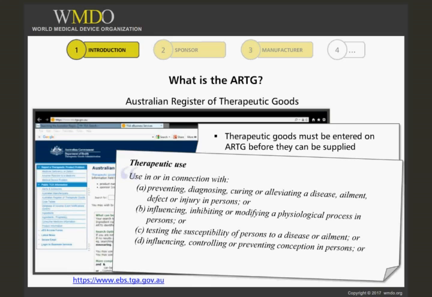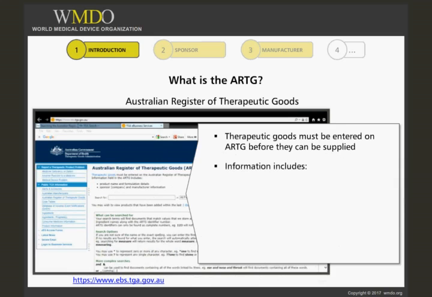d. Influencing, controlling or preventing conception in persons, or e. Testing for pregnancy in persons, or f. The replacement or modification of parts of the anatomy in persons. There are three main categories of therapeutic goods: medicines, medical devices, and biologicals, which are products derived from human cells or human tissues. Each category of therapeutic good has its own regulatory framework. In vitro diagnostic devices, IVDs, are regulated as a subset of medical devices.